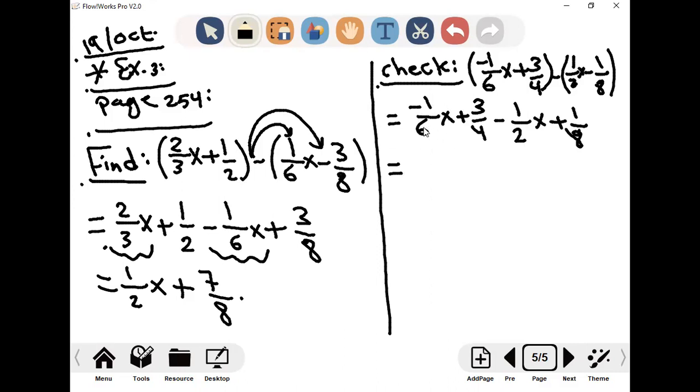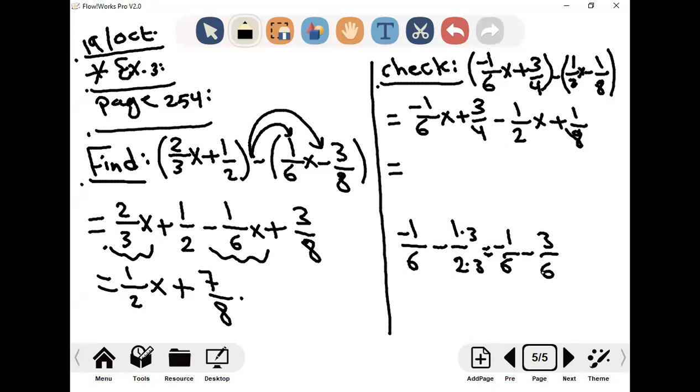Negative 1 over 6x with negative half x. So I need to do these two terms together, right? And the 3 over 4 with 1 over 8. I don't take x here. I take negative 1 over 6 and negative 1 over 2, and do them by side, right? Then we put x beside the answer. So here we have negative 1 over 6 minus 1 over 2, right? Now we can make 2 to be what? 6, times 3 times 3. It will be negative 1 over 6, negative 3 over 6, right?